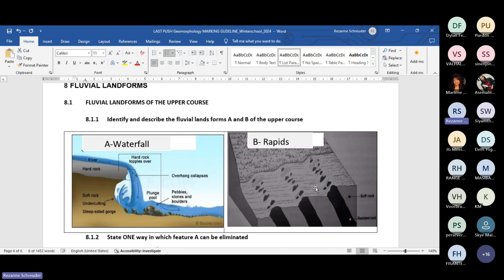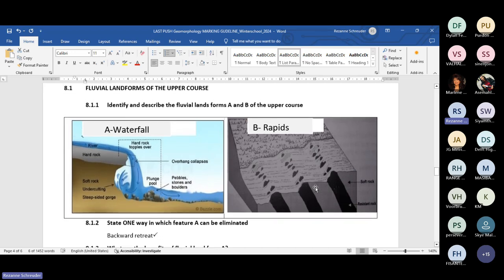Now the group is dead. Anyone know the answer? One way in which feature A can be eliminated, in other words, so that the waterfall won't be there. Shiloh, Martin, Claude, Kylie, and Lisa Kanya say backward erosion, backward retreat, headward erosion must dominate. And all of them are correct. All right, so backward retreat, in other words, headward erosion must be the strongest one.